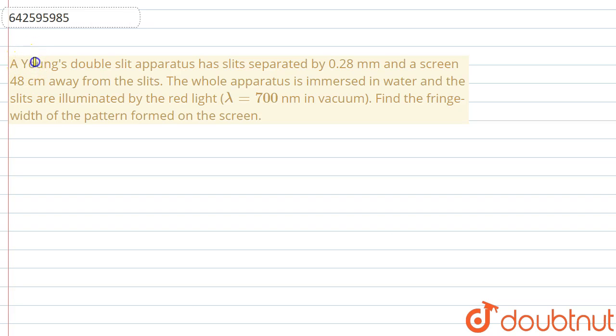Hello everyone, let's start the question. The question says that a Young's double slit apparatus has slits separated by 0.28 mm and a screen 48 cm away from the slits. The whole apparatus is immersed in water and the slits are illuminated by red light, lambda equal to 700 nanometer in vacuum. Find the fringe width of the pattern formed on the screen.